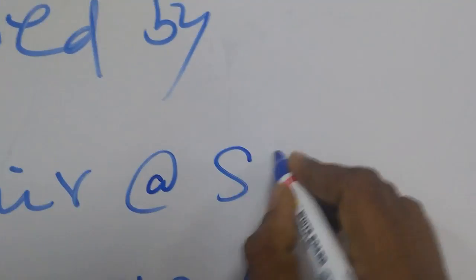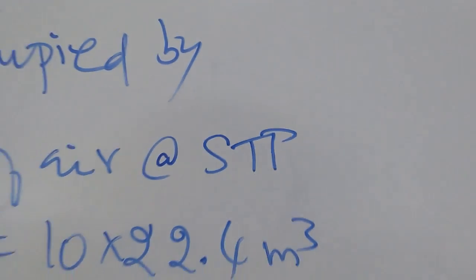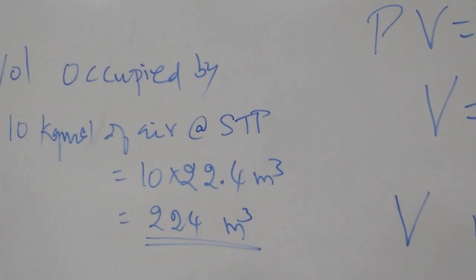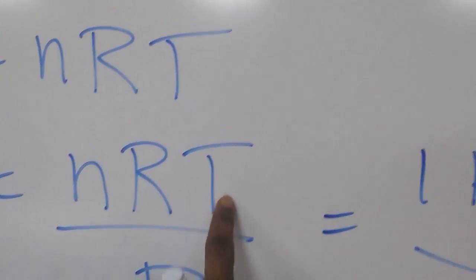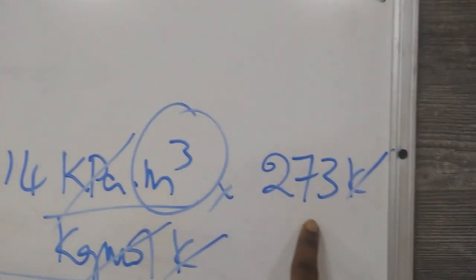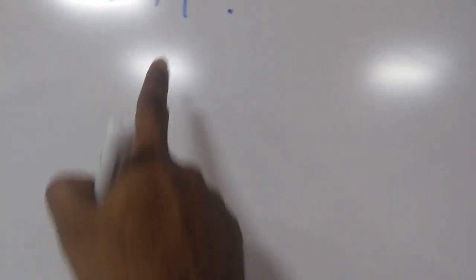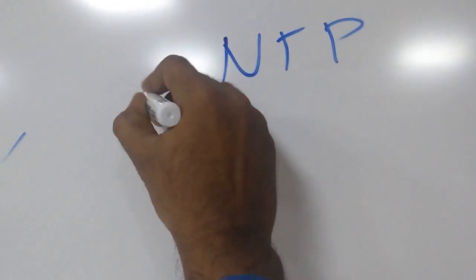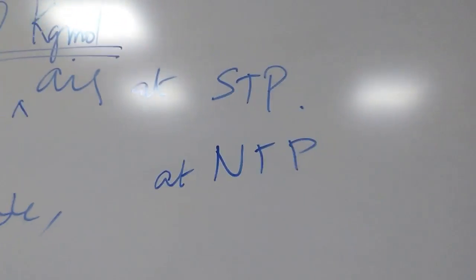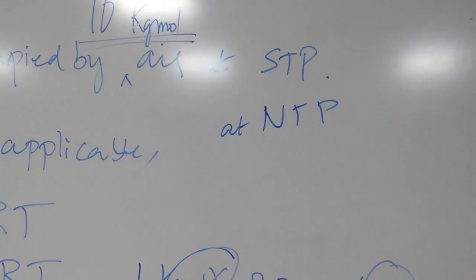This is at STP. Remember, if the same is asked in terms of NTP, then in this equation nRT, in the temperature place we have to substitute 293 Kelvin if it is asked at NTP conditions. Okay, you can practice that. Okay, take down the next problem.